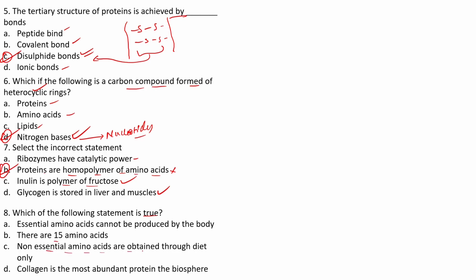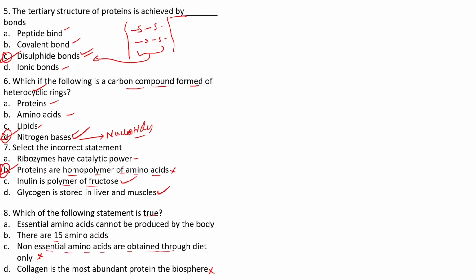Non-essential amino acids are obtained through diet only, and collagen is the most abundant protein in the biosphere. We know that it is actually the Rubisco enzyme that is the most abundant protein in the biosphere. Hence, this is incorrect. And the non-essential amino acids are obtained through the diet, as they say. It is actually the essential amino acids that we get through the diet. Hence this C statement is also wrong.